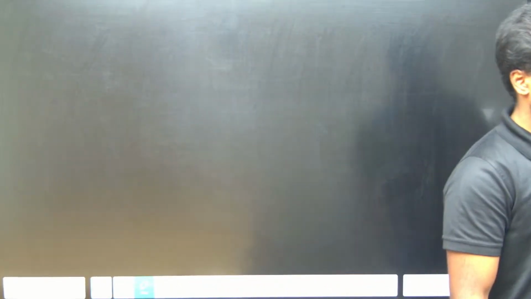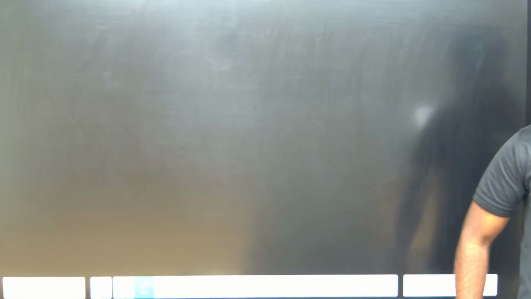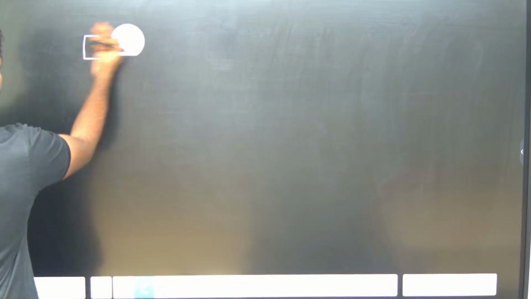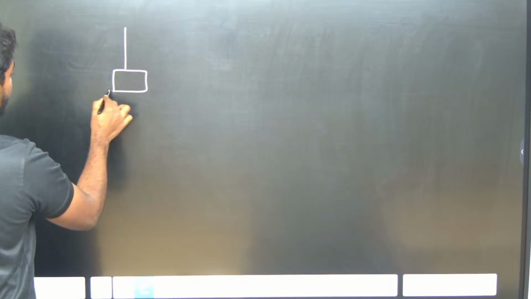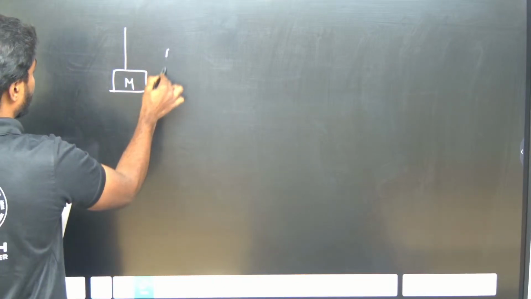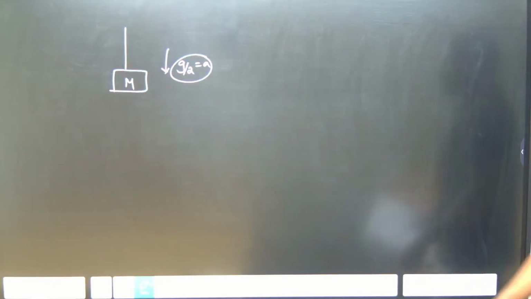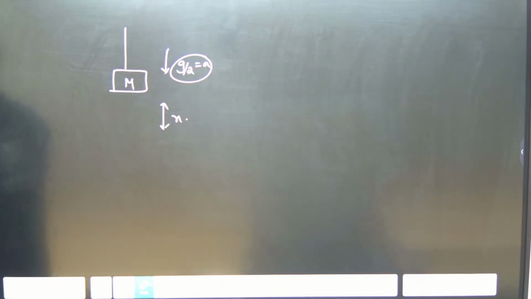Fine. So the next question is, a rope is used to lower vertically a block of mass m by a distance x with a constant downward acceleration g by 2. So there is a rope and there is a block of mass m, going with acceleration g by 2, that is a. The work done by the rope on the block is asked, for a distance x.